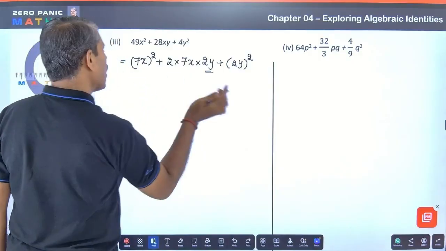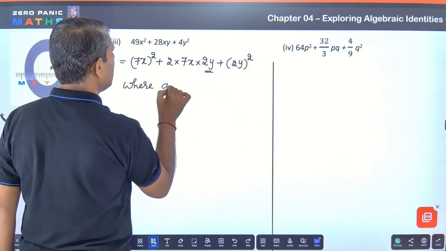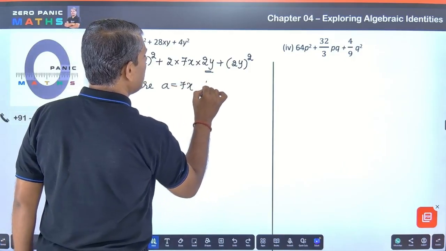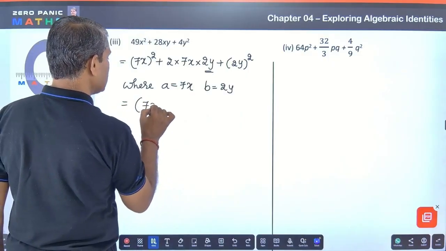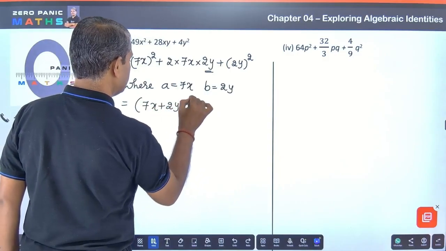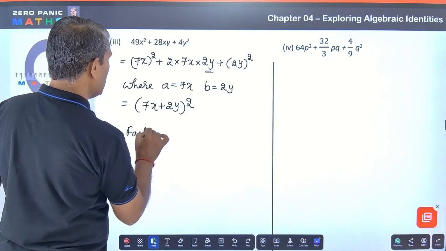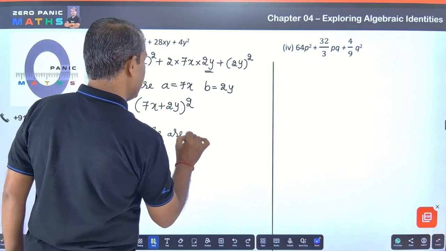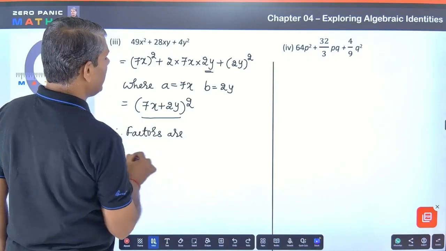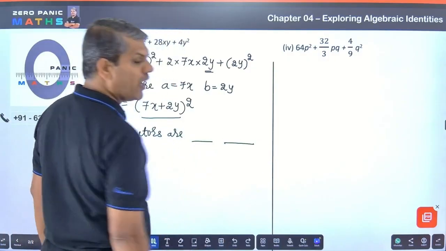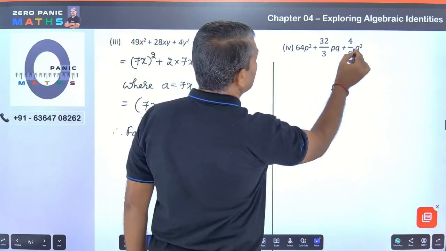Hope you are getting this. These are all similar examples only. So you can say here that a is equal to 7x and b is equal to 2y. Therefore it is (7x + 2y) whole square. Okay, hope you will write this next step. The factors are, okay, let us save the time of writing the statement. Let us write yourself 7x + 2y once and 7x + 2y another time. This saves a little time for us. Okay, let us do the fourth problem.